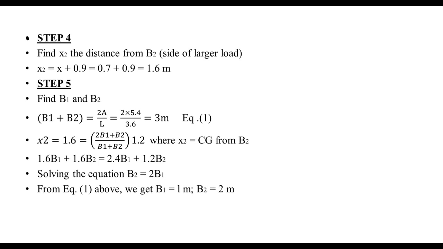Step number 5. Find B1 and B2. B1 plus B2 equal to 2A by L, equal to 3 meter. x2 equal to 1.6 meter equal to (2b1 plus b2) by (b1 plus b2) into 1.2, where x2 is the center of gravity from b2. Solving this equation, we get b2 equal to 2b1. From equation 1 above, we get b1 equal to 1 meter and b2 equal to 2 meter.